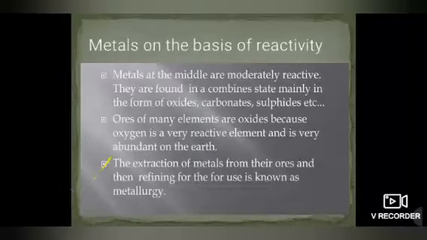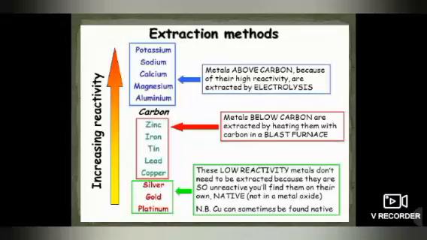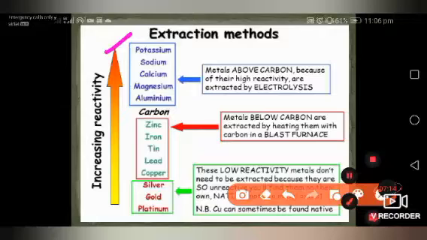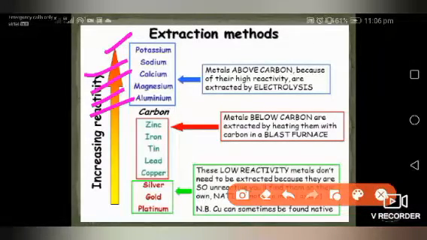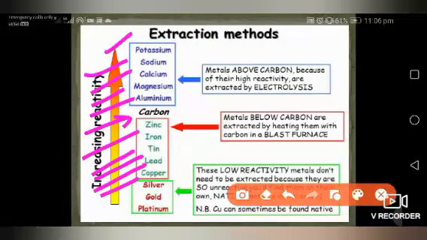Okay, the extraction of metal from their ore and then refining for use is known as metallurgy, and that process we are going to study. If we are going to do the extraction method, you should know the reactivity. So basically you can see here the most reactive metals are potassium, sodium, calcium, magnesium, aluminum, which are given in the blue box. Then carbon is the central element. Then zinc, iron, tin, lead, copper are medium reactive. Silver, gold and platinum are least reactive.